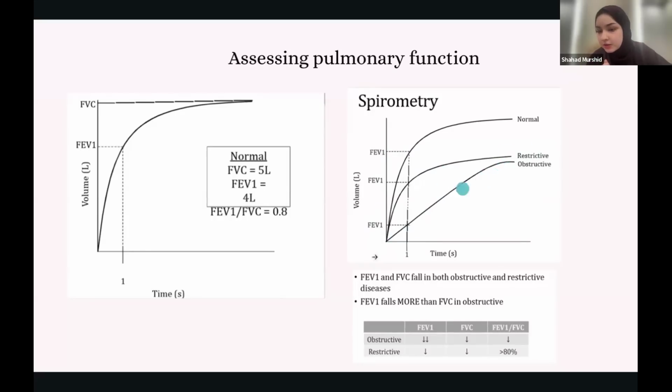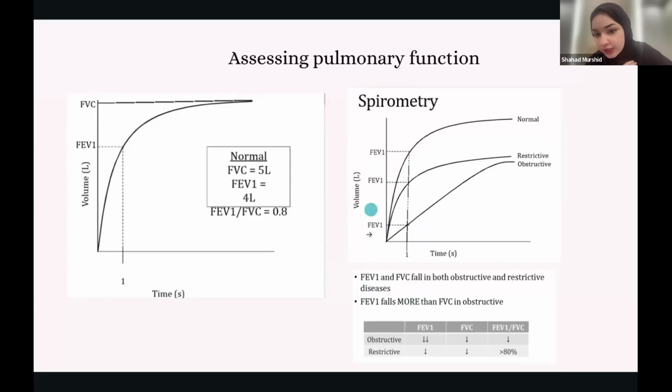Obstructive is less, you don't have a problem with having air in your lungs. You have the air in your lungs, you just have a hard time exhaling it. So as you're trying to exhale, instead of having this increase, you kind of just have this straight slope.